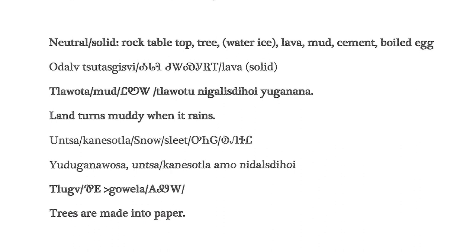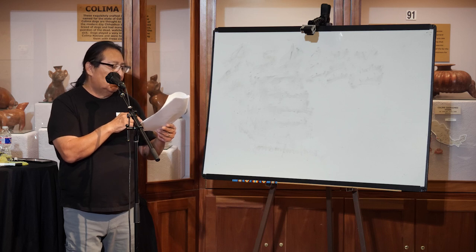Okay, tluka, tree. They turn that into paper. Tree would be rigid, or it's solid. So in the mills they turn it into paper, which turns into a flexible thing, right here. Trees are made into paper.